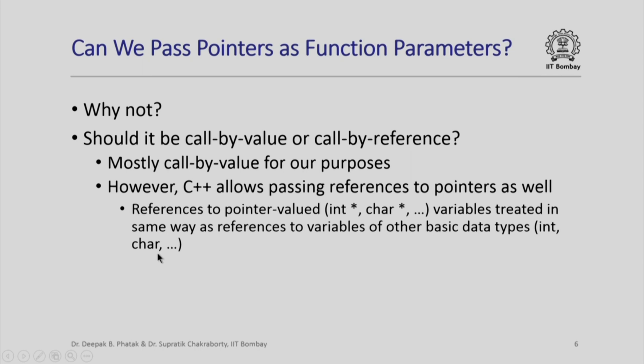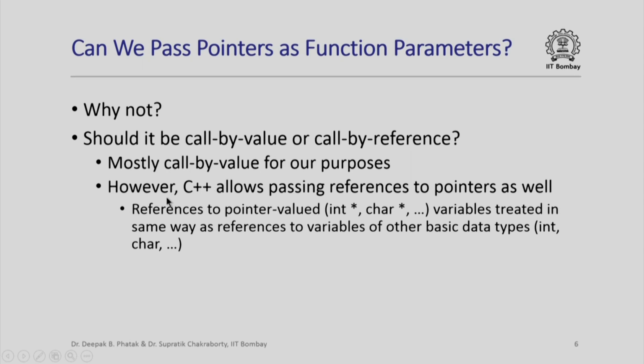So now that we have briefly recapped pointers and functions, let's ask, can we pass pointers as function parameters? Well, why not? C++ does not put any restriction on what type of values you are passing as pointers. So we can indeed pass pointer values as function parameters. But then when we are passing values as function parameters, should it be called by value or should it be called by reference? For our purposes in this lecture, we are mostly going to look at call by value.